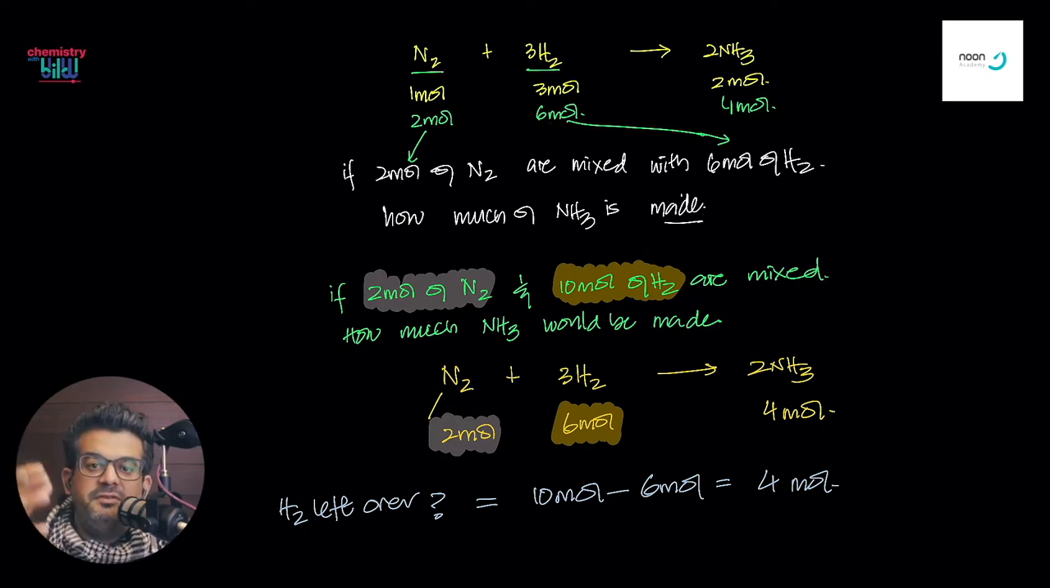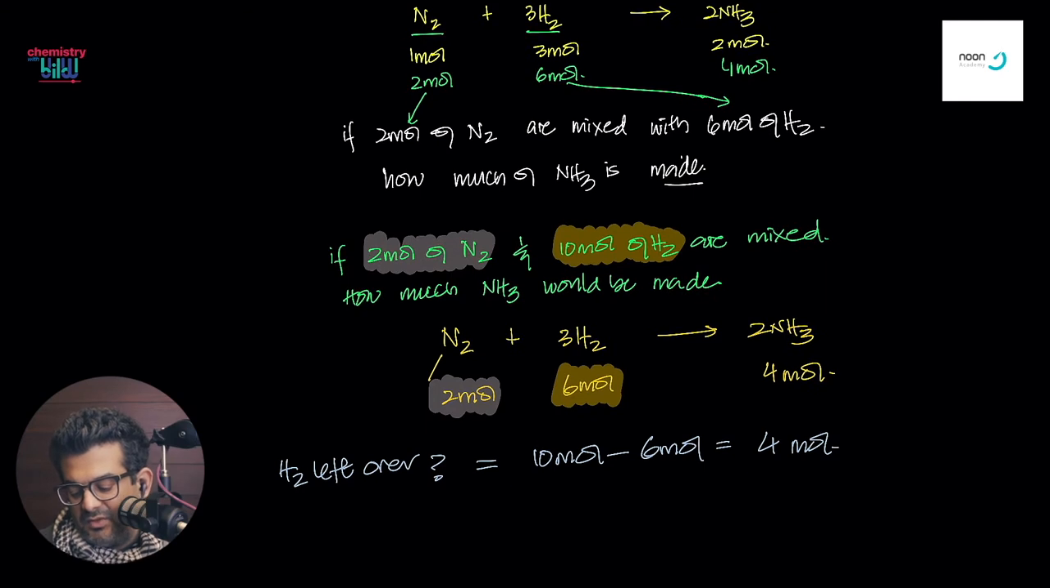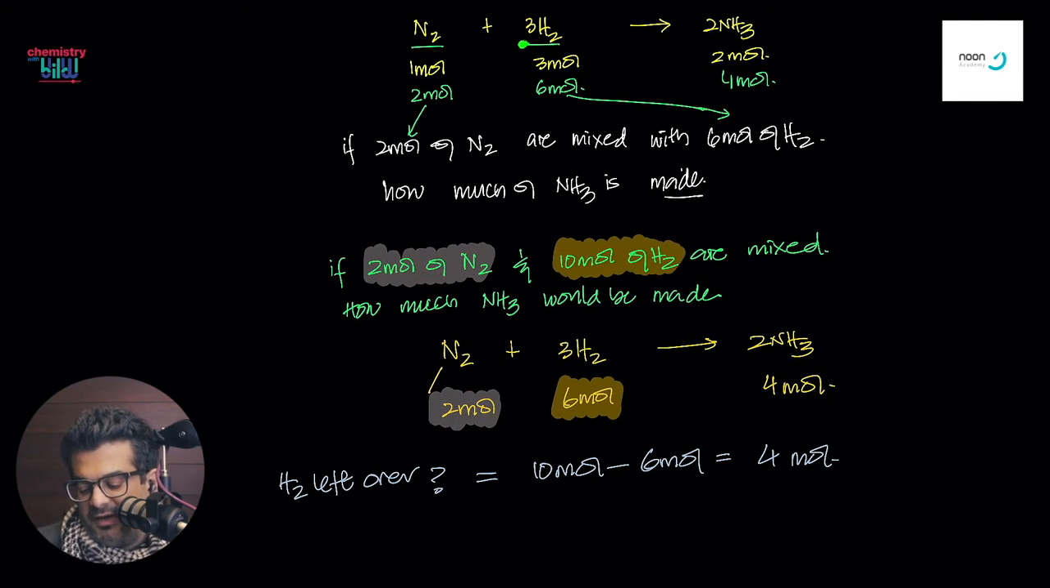I've given you 10, 20, 30, 40. They can only react with how many? That's what our equation is. Equation is the amount it reacts with. So if 1 reacts with 3, 2 reacts with 6. Even though I have given you 10, which is more than 6, the amount that is there will react and the rest is left over.